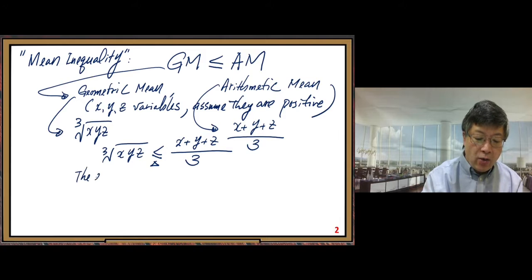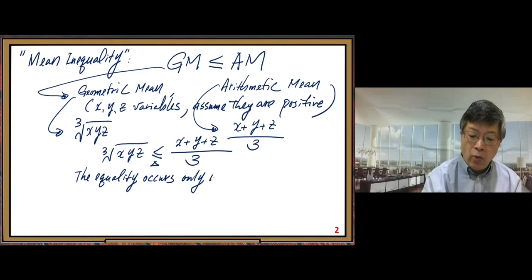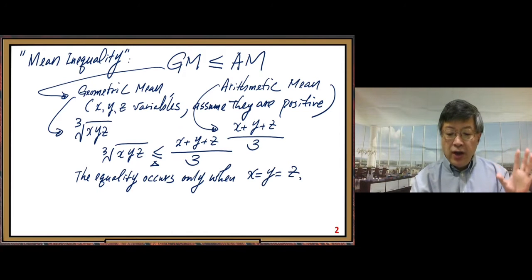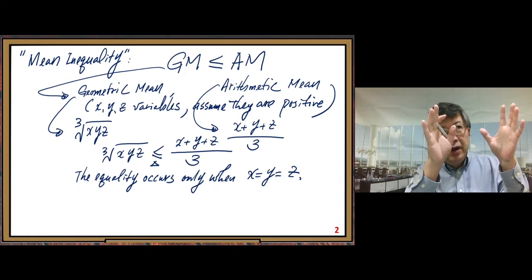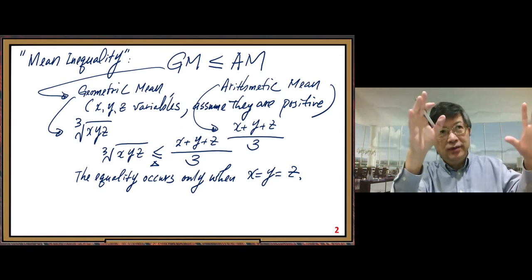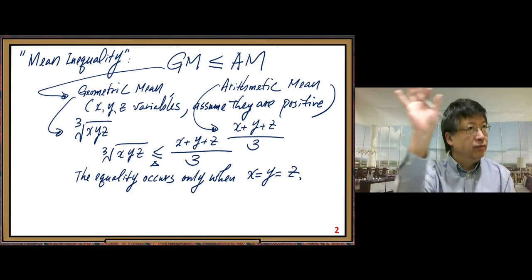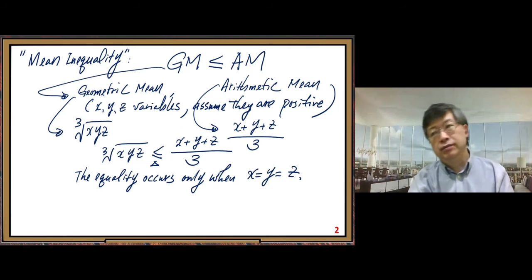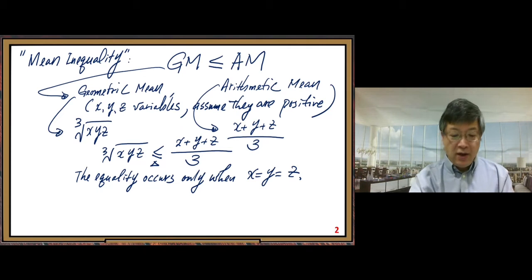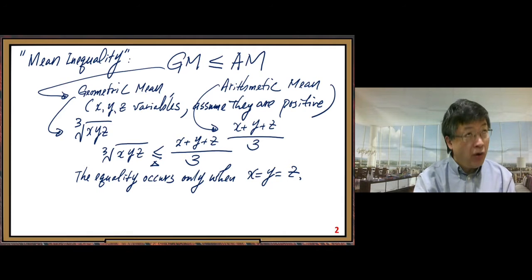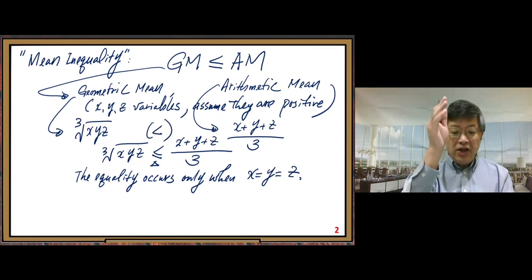Here the equality occurs only when X equals Y equals Z. In other words, if X, Y, Z are not identical, at least one of the values is different from any of the other values, then we can remove that inequality sign. We just use the strictly less than sign.